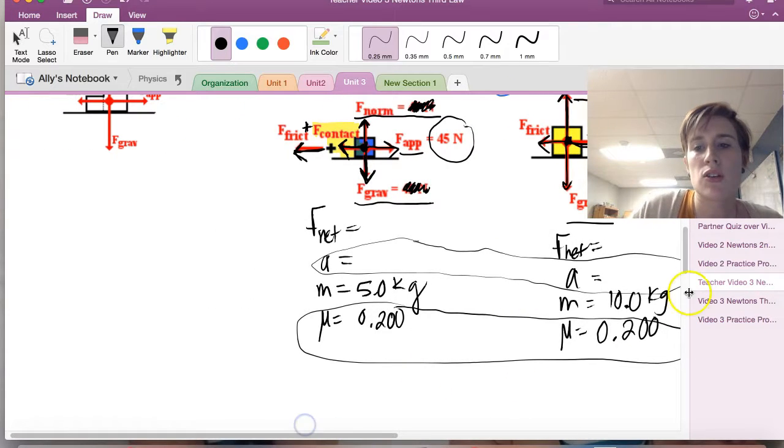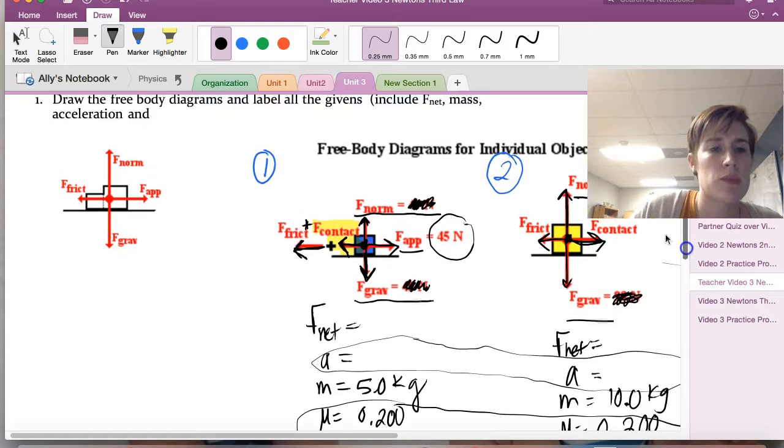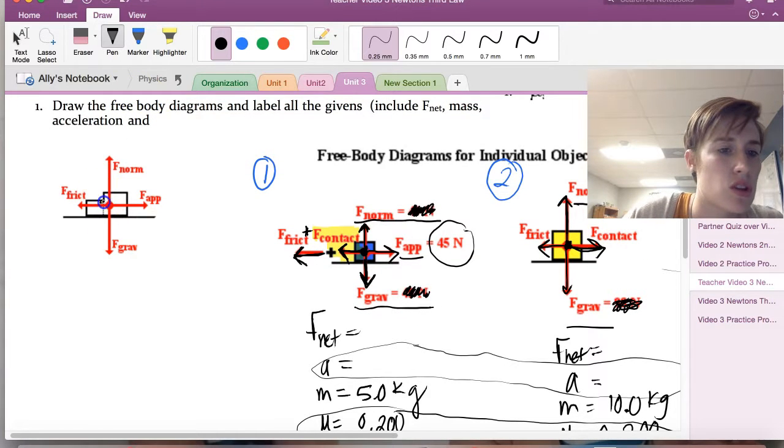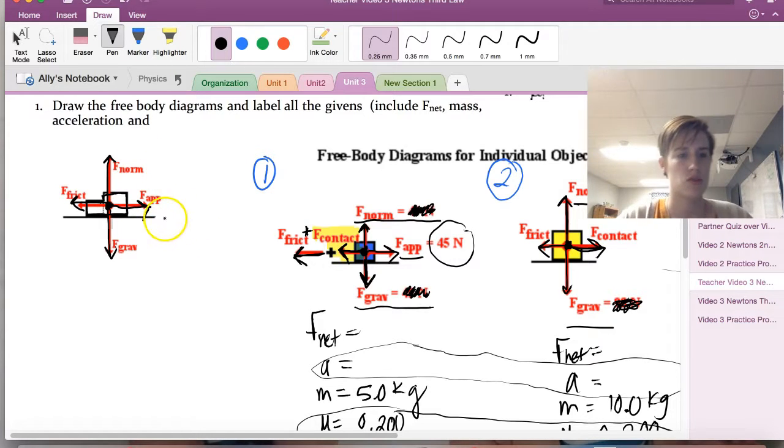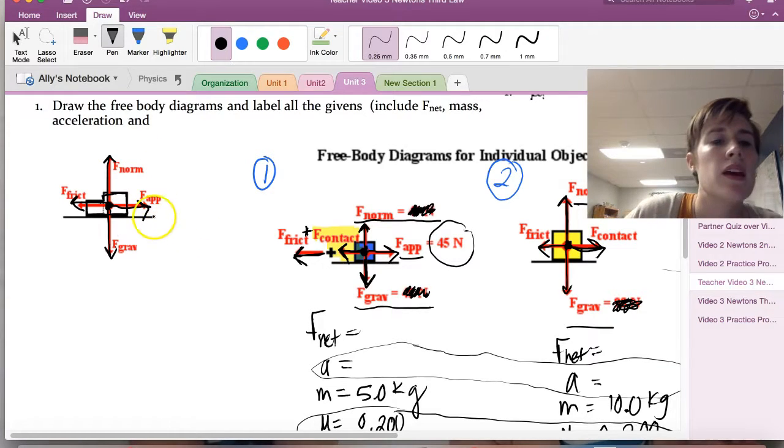Okay, so now that we've drawn our two individual diagrams, we have to draw our combined diagram. So for your combined diagram, I have my little box and my big box. I'm going to act like it's one thing, okay? Together, they have a normal force. Together, they have gravity. Together, friction is going opposite of their movement. And together, they have a push force in this direction, okay?